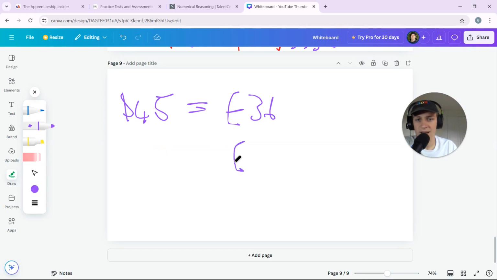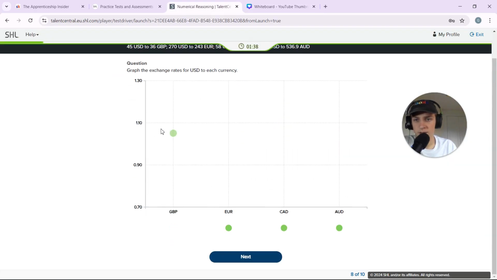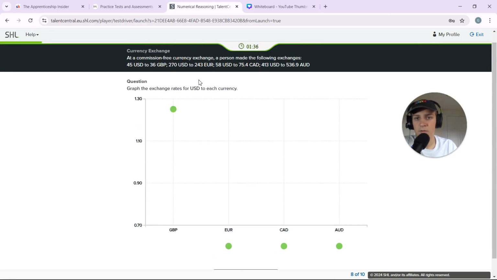So £1 equals this. So how did we get here? We divided by 36. Therefore, here we have to divide by 36. So you do 45 divided by 36, which is 1.25. So we know that it's $1.25. Okay, so $1.25 like that. And then you do that for all of these.